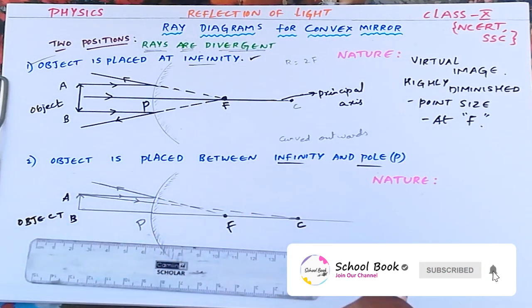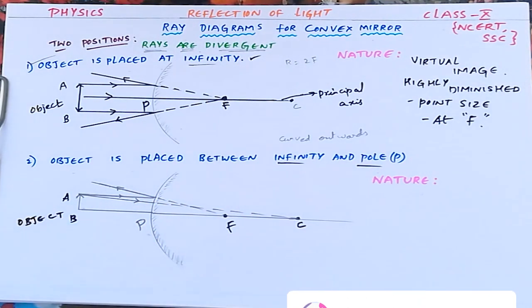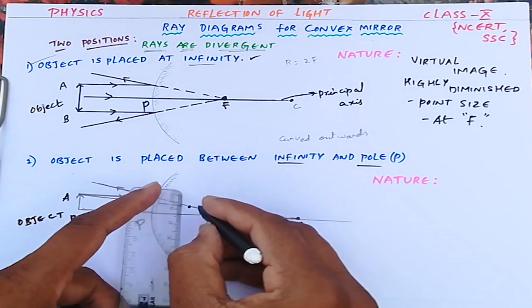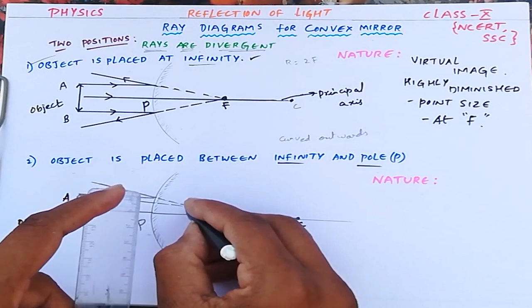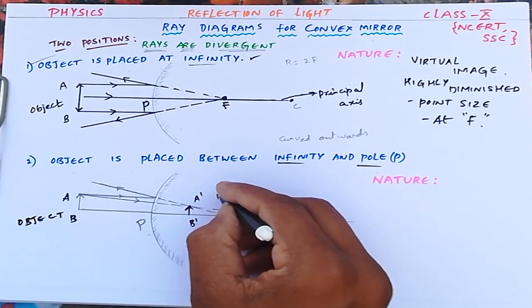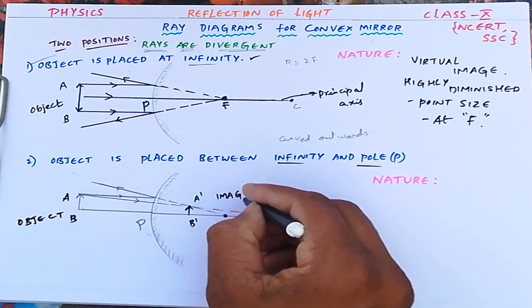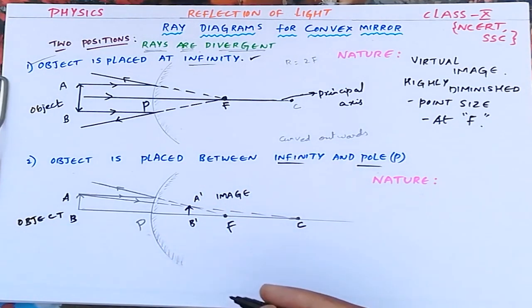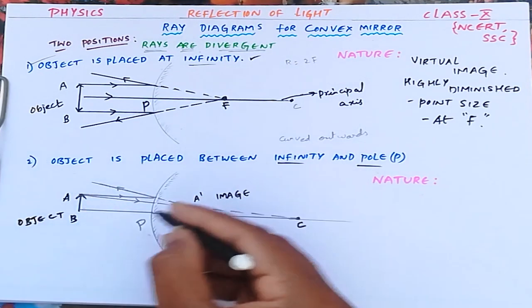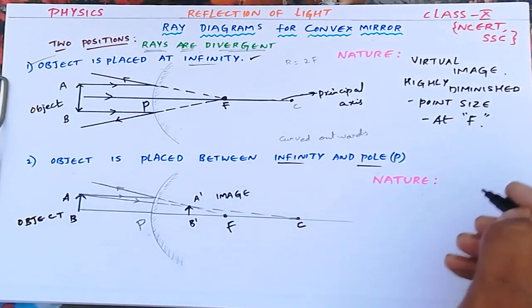So where these two rays intersect behind the mirror with the dotted lines, there the image will form. Here this is the image formation, represented with A dash B dash. This intersection gives A dash B dash. So this is AB the object and this one is the image.